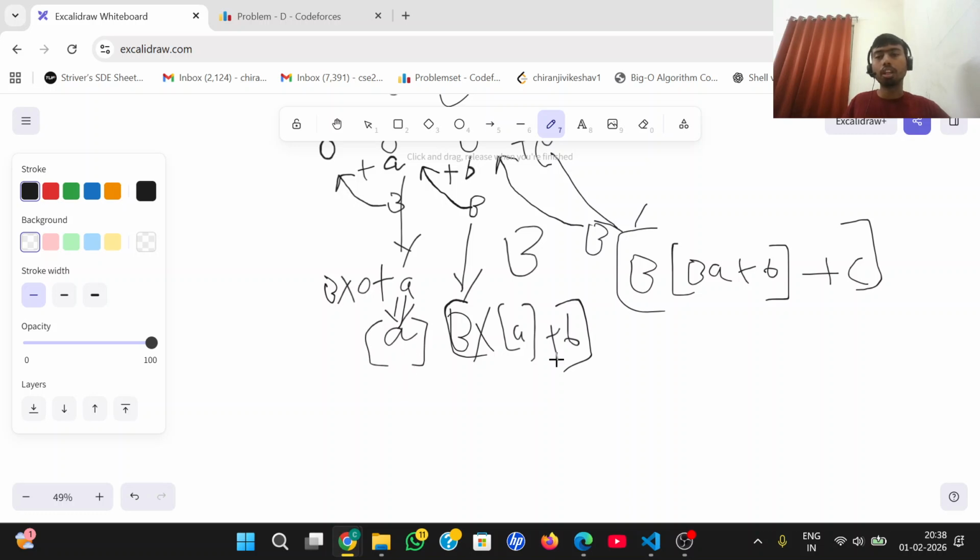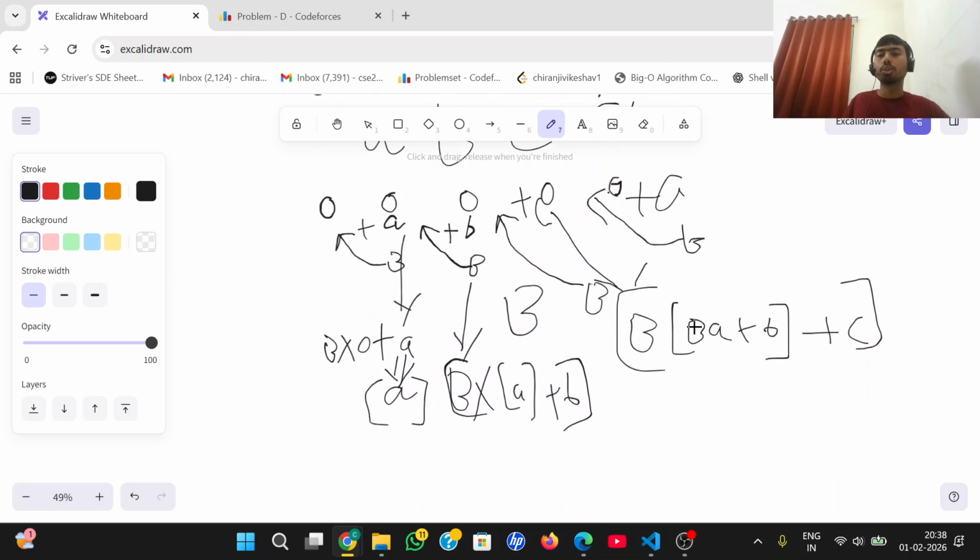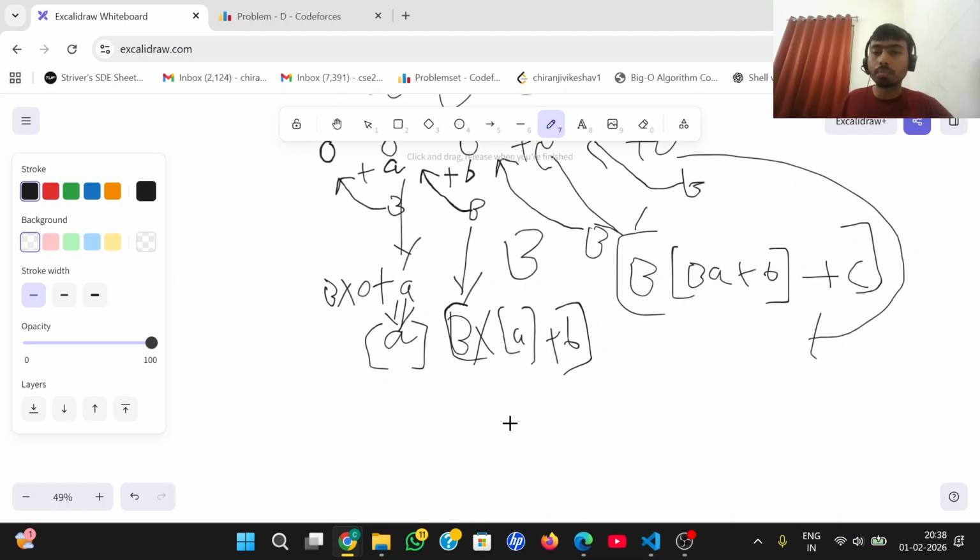Now in the next iteration we go for index 4. We take the base, multiply it with the previous hash, and then add the value at the current index, which is A. So what is going to be the value at index 4? Let us write it here. It is going to be B cubed A plus B squared B plus B C plus A.